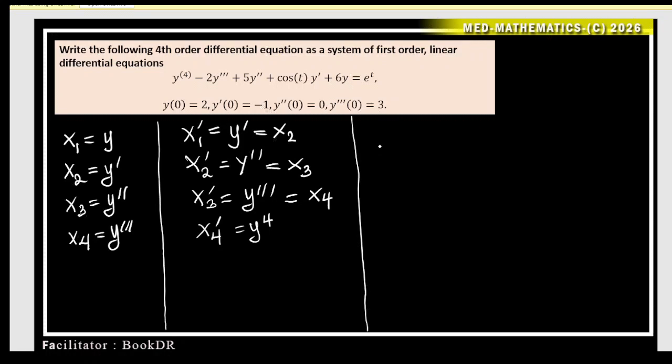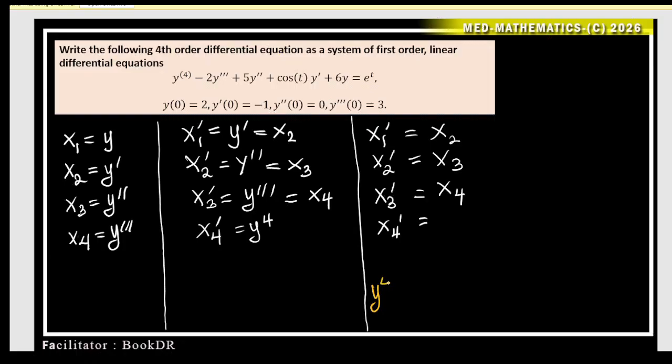Remember, we are writing a system of first-order linear differential equations. So we want to pick the first line. We have x1 prime, which will be equal to x2. We want everything to be in x, so we'll avoid writing the y prime. We'll write x2. Then our x2 prime will be equal to x3. Then our x3 prime will be equal to x4. Then our x4 prime is equal to y to the fourth order. But we have to look for the expression representing y to the fourth order.